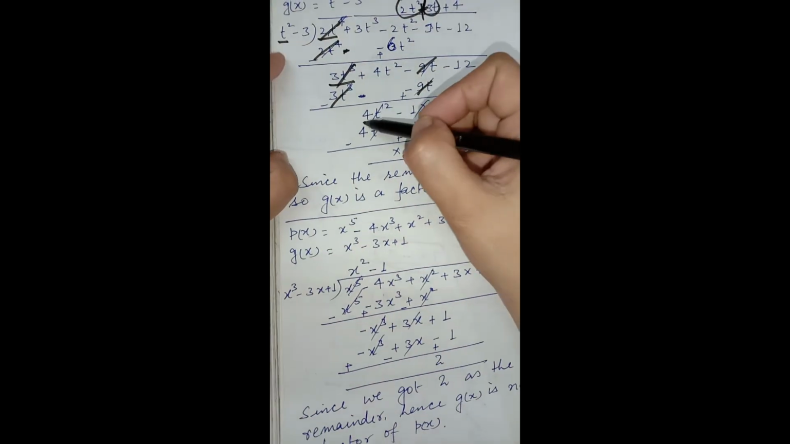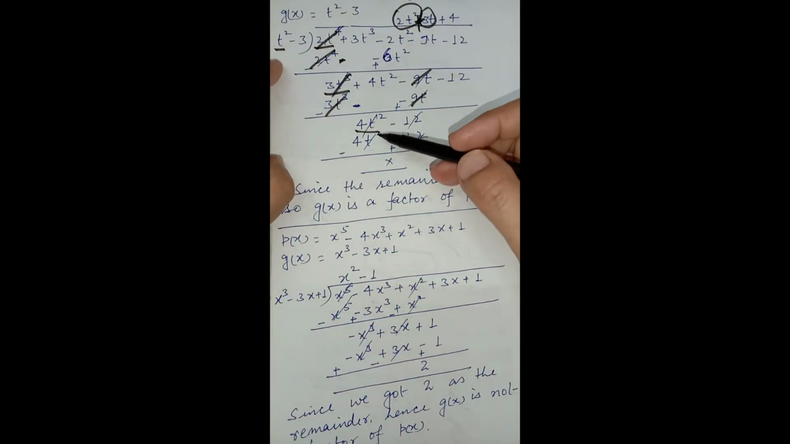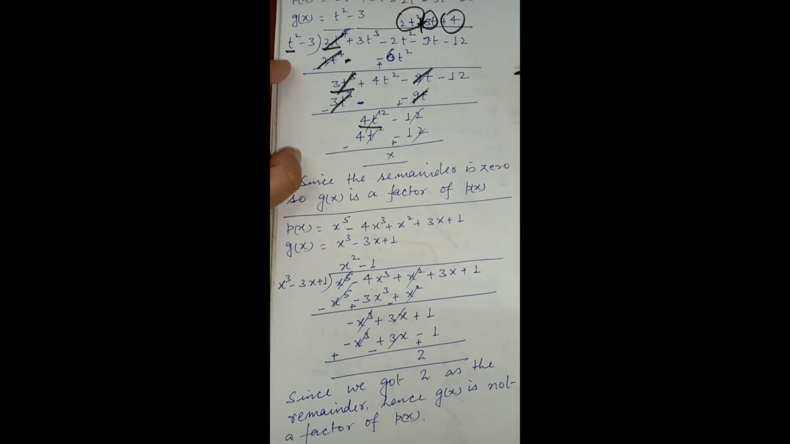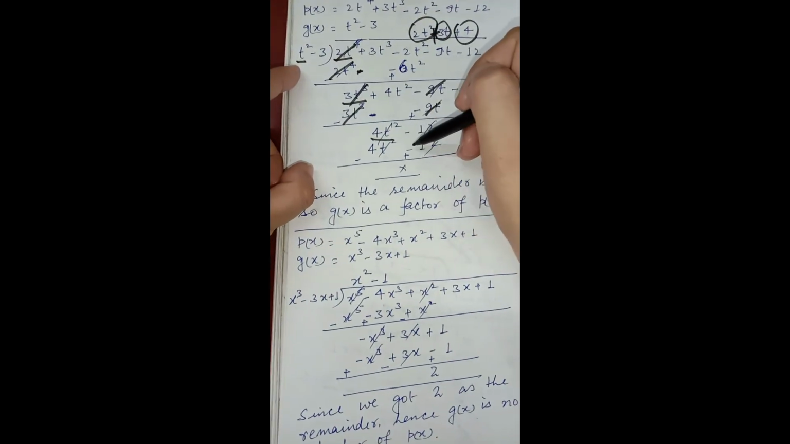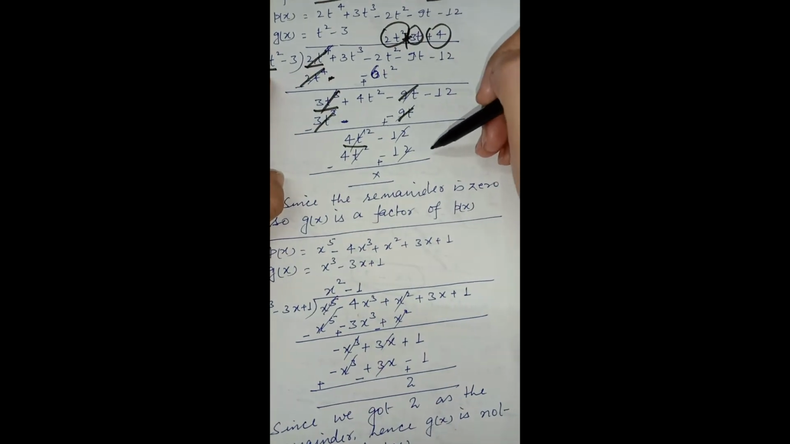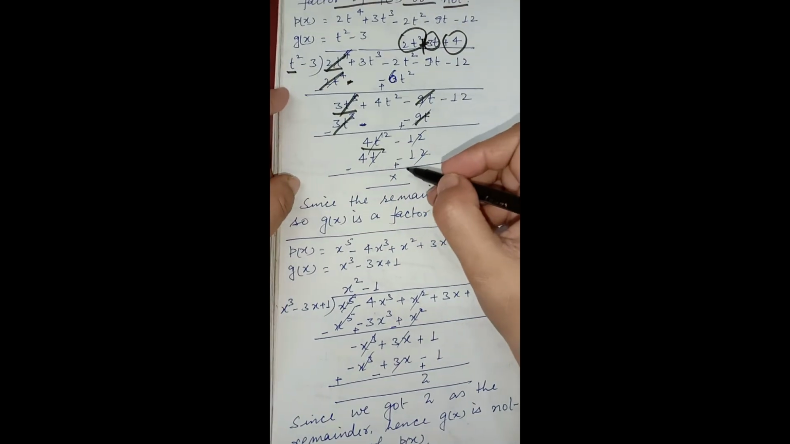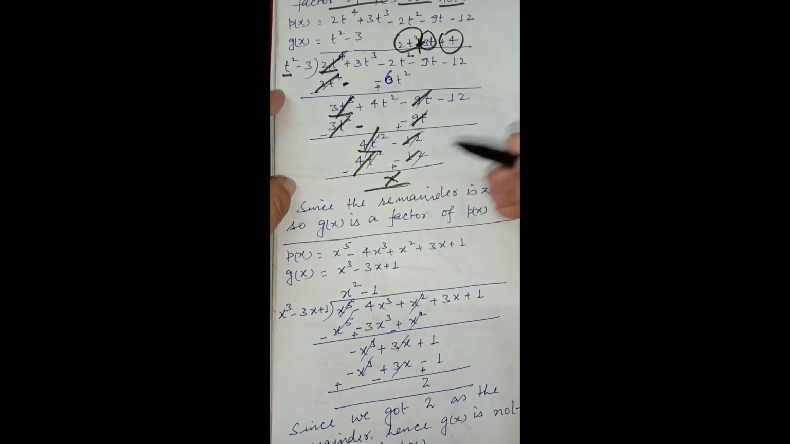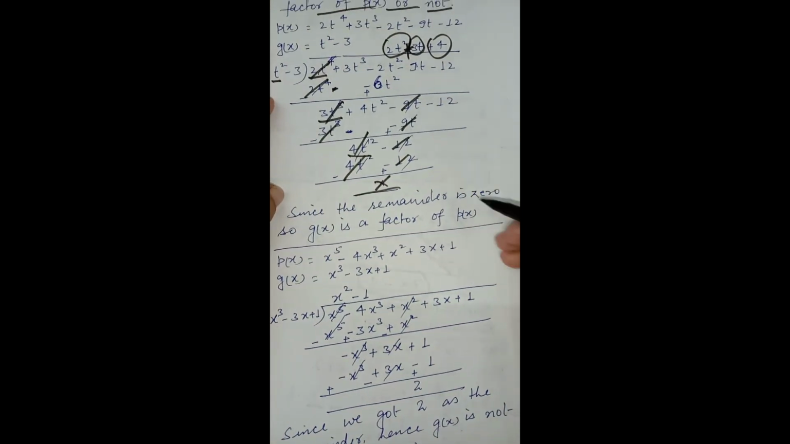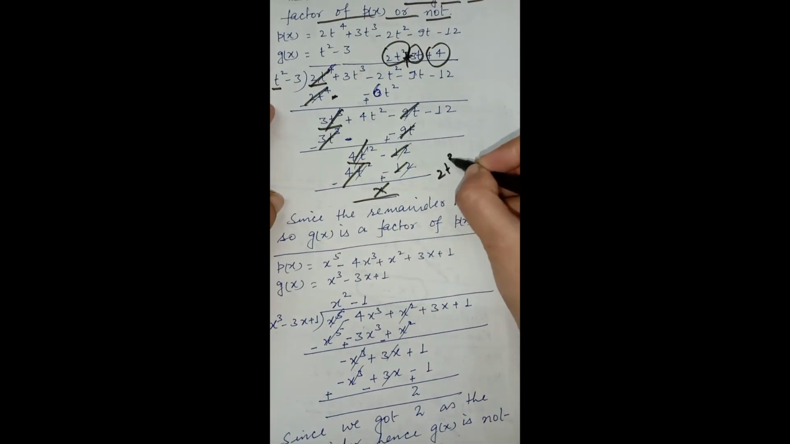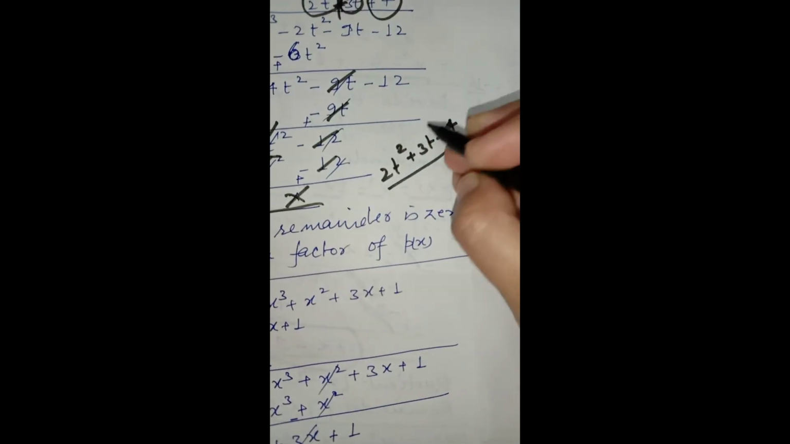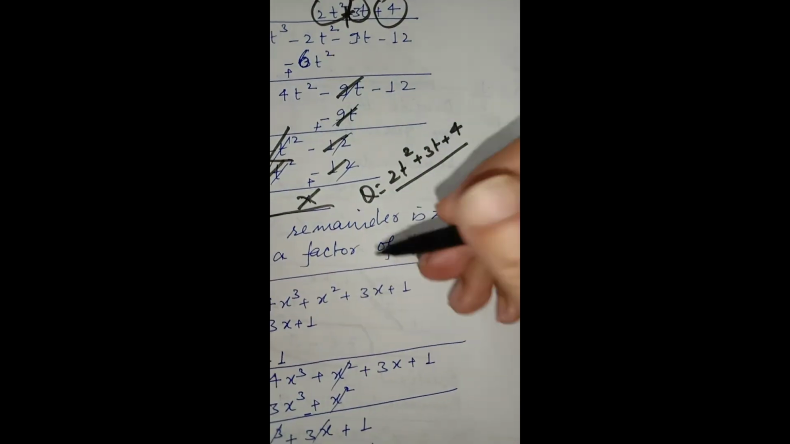Again, we will check 4t square and t square. To make t square into 4t square, we need plus 4. So the next step quotient is plus 4. We will multiply it, and we get 4t square and minus 12. So we are left with the remainder: all the terms will be cancelled here, and we are left with the remainder 0. So the quotient has come as 2t square plus 3t plus 4, and the remainder is 0 here.